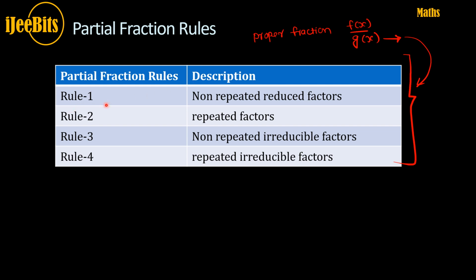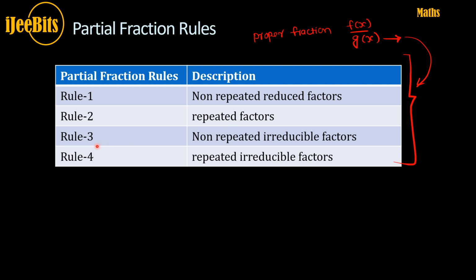In rule number 1, what we studied is non-repeated reducible factors. We have a factor of g of x which is non-repeated. In that case, what should be done in rule number 1 was known to us. In rule number 2, it is similar to rule number 1, but the factors are repeating. Right? So what should be done in those cases, we have already looked at in the previous class.